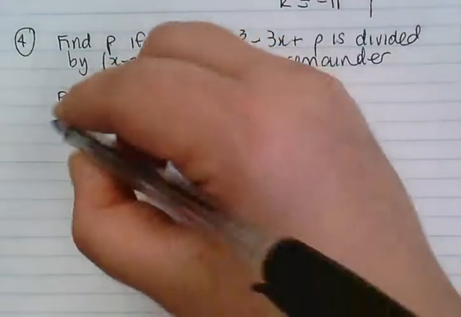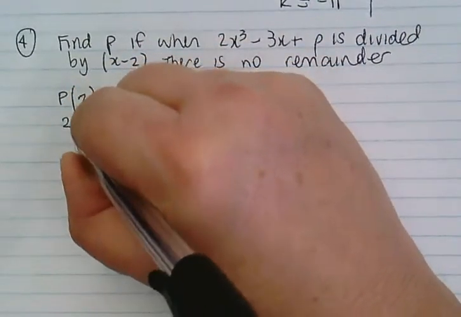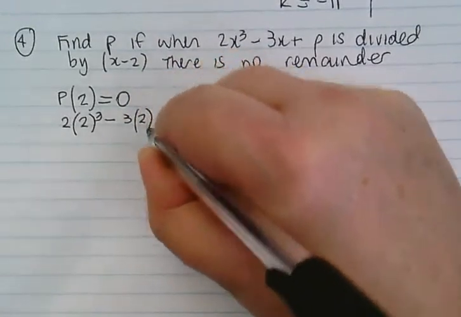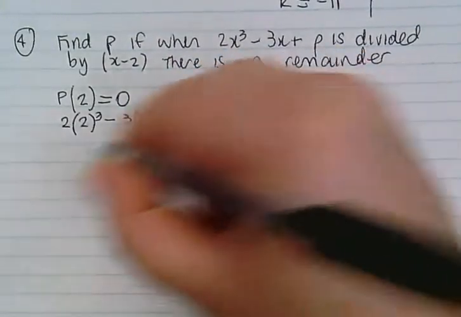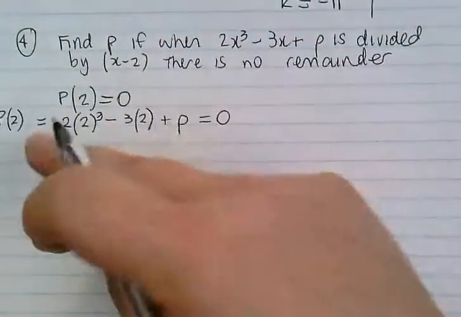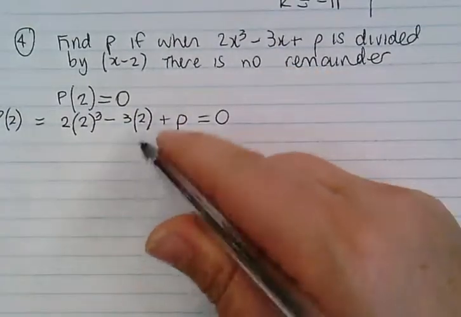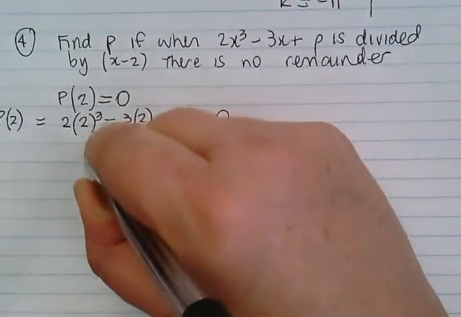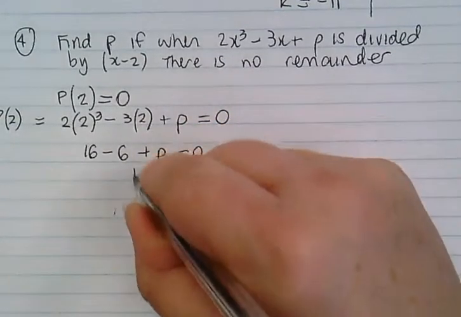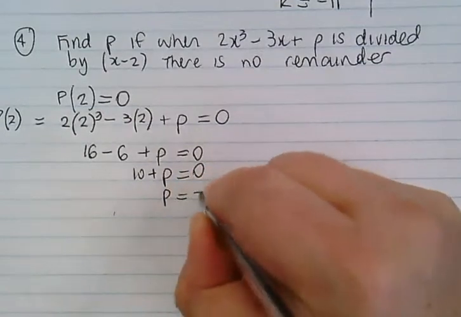Okay? So p of 2 is 0. What's p of 2? Let's substitute. So I've got 2 times 2 cubed minus 3 times 2 plus p equals 0. I'm just evaluating this. That's 2 to the power of 4, isn't it? Which is 16 minus 6 plus p is 0. 10 plus p is 0. Therefore, p is negative 10.